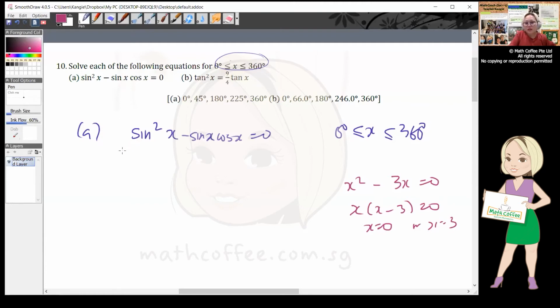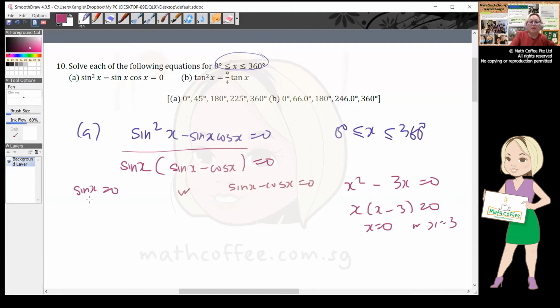So actually same apply for the trigo. Okay, so this case, I have my common factor sine x. So I will say sine x, take out common factor, I will be left with sine x minus cosine x equals to 0. Then I will say, oh, so sine x equals to 0 or sine x minus cosine x equals to 0. Okay, so sine x equals to 0, take note, when you go and do sine inverse 0, the calculator will only give you one answer, which is 0. But you must understand that for sine x equals to 0, there are actually three answers.